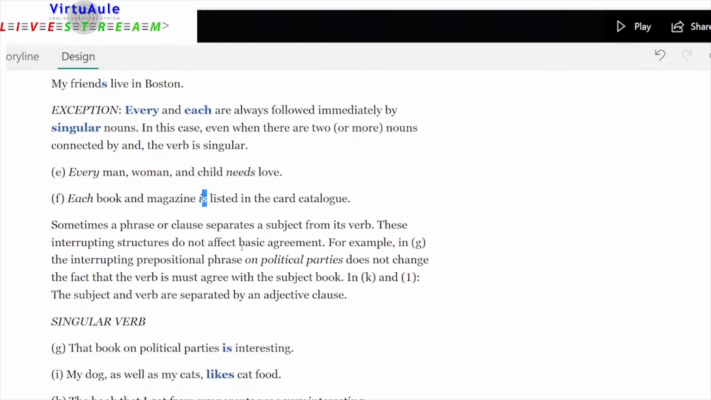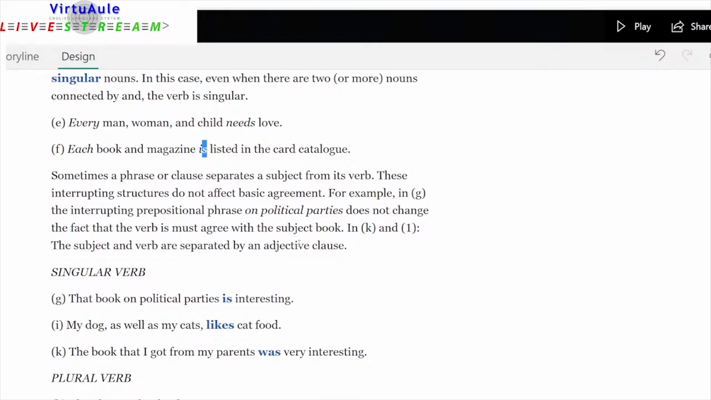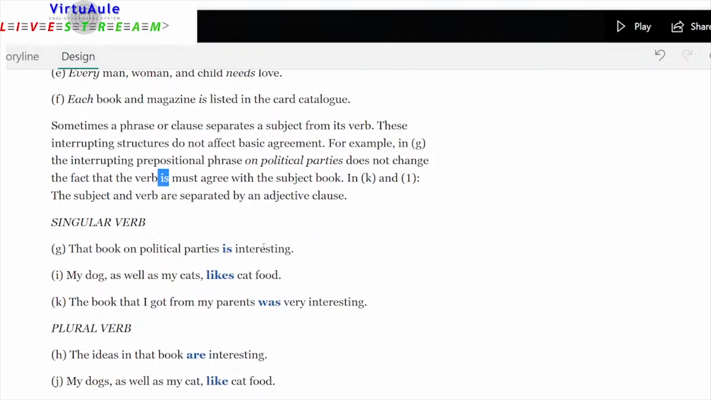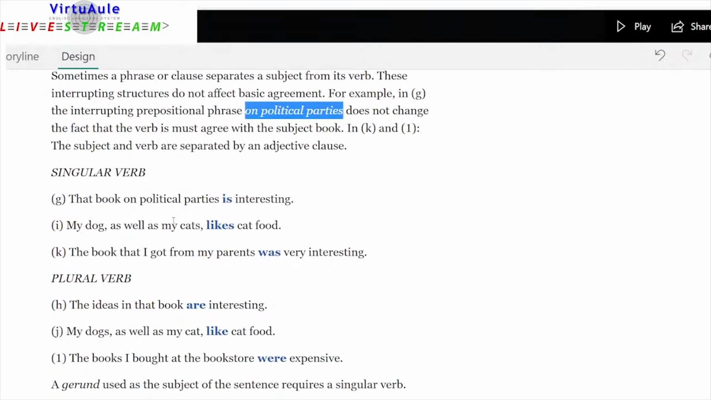Sometimes a phrase or clause separates the subject from a verb. These interrupting structures do not affect basic agreement. For example, in G, the interrupting prepositional phrase on political parties does not change the fact that the verb must agree with the subject book. Book is. In K and L, the subject and verb are separated by an adjective clause. Okay, this is one of the problems when you start to make sentences that are longer. If you lose track of the verb, the noun, you may lose track of how you agree the verb.